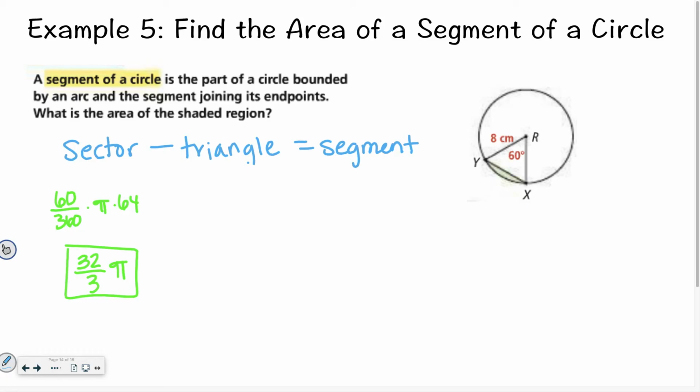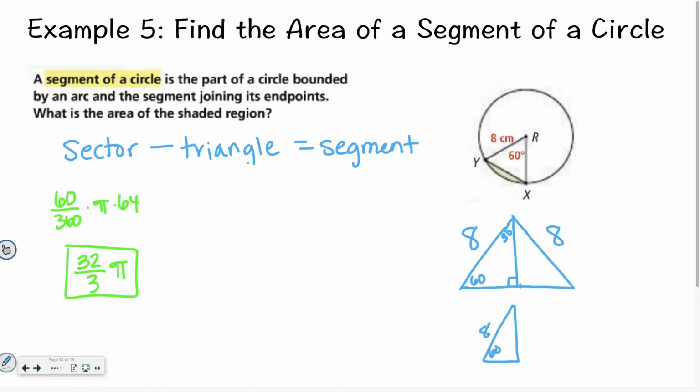Now the triangle is where things get a little trickier, but it's nothing new. So we have this triangle. We know that this is 8. We know that this is 8. We're cutting this in half. So if I had 60 degrees here, I now have 30 degrees up top, 60 degrees down here. I have a 30, 60, 90.